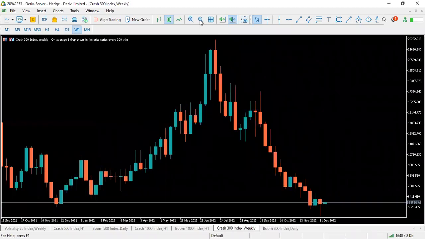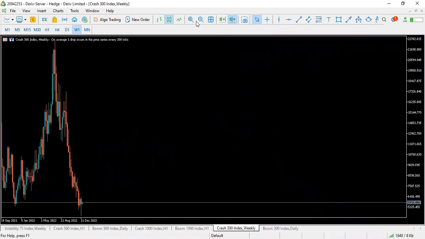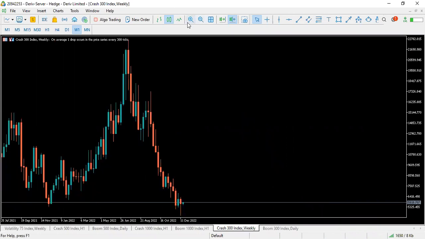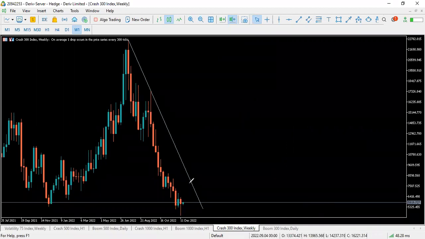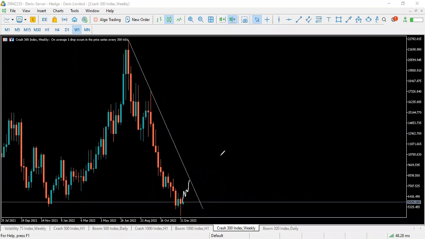Crash 300, from the weekly, you realize that we are also coming from a downtrend. Similar to the Boom. We have a downtrend. If you want to place trend lines, you place trend lines. Touch. Place touch, second touch. So right now, just looking at things from the weekly time frame perspective, you realize that the market can actually maybe give us a form of thrust to the upside, maybe we'll continue all the way.